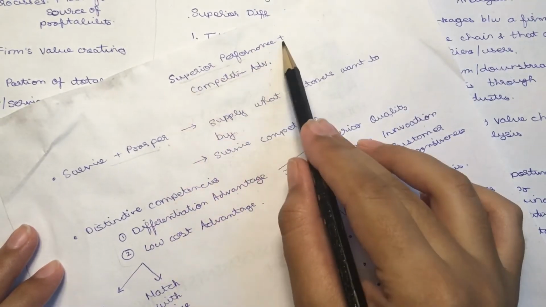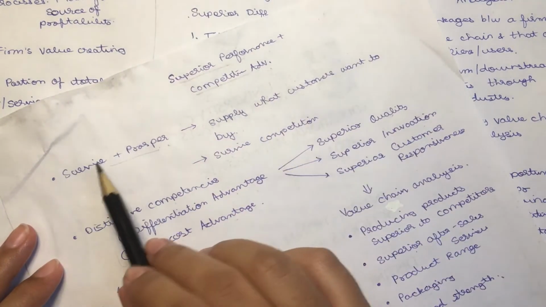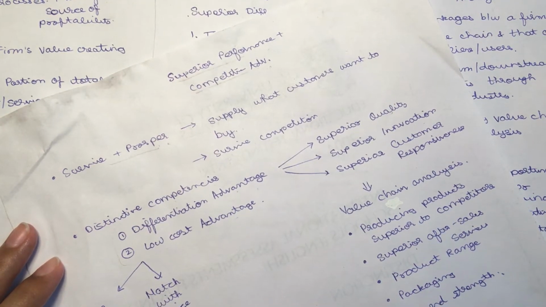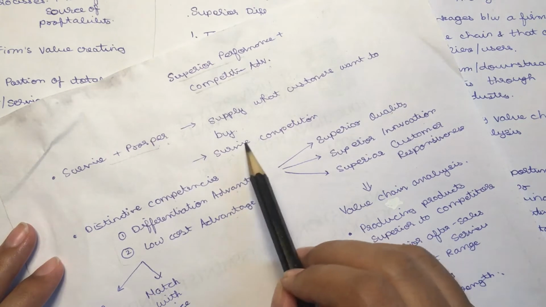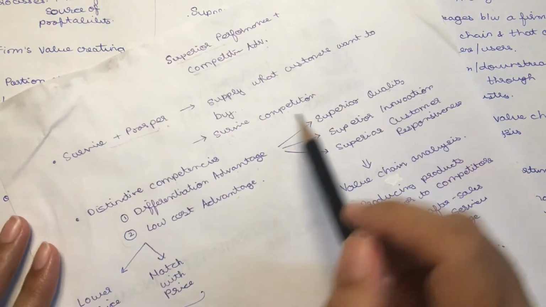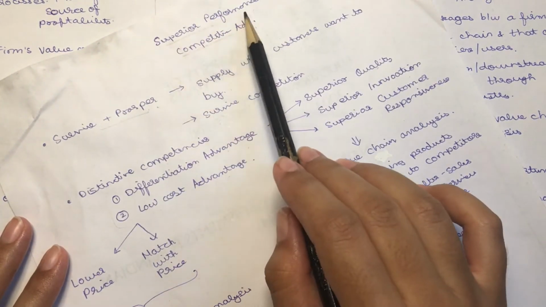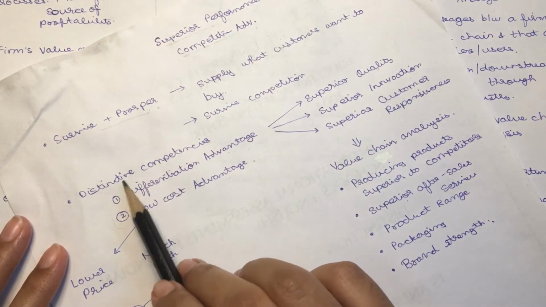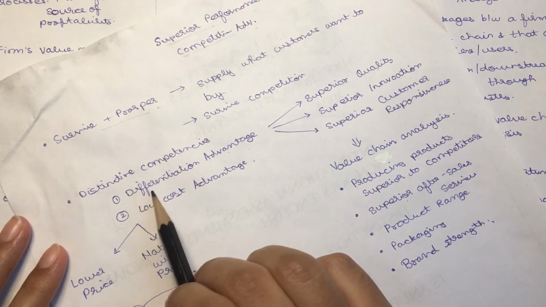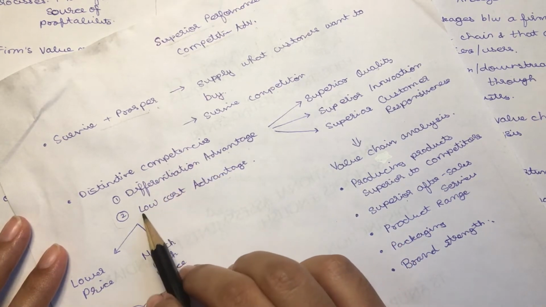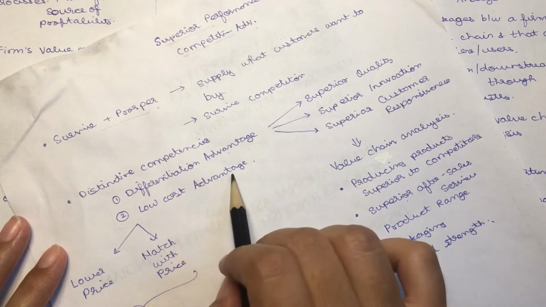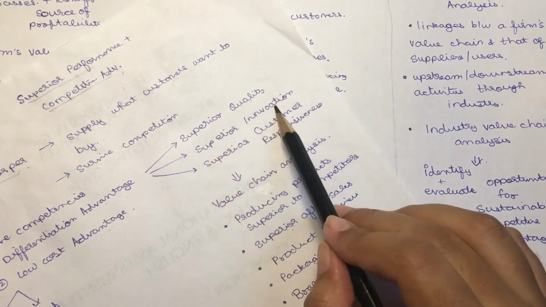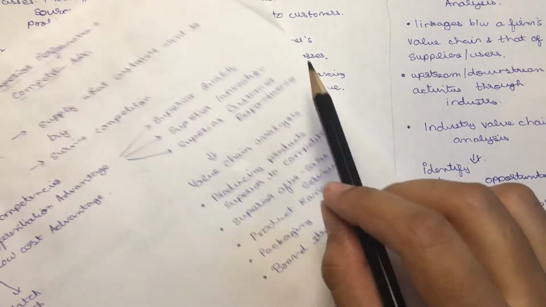Now, the next one is superior performance and competitive advantage. In order to survive and prosper in any industry, a company must supply what customers want to buy. And the next one is it must survive competition. Now, you can achieve superior performance and competitive advantage through distinctive competencies. A distinctive competency has two parts. One is differentiation advantage, and also low cost advantage. Differentiation advantage can be achieved through superior quality, superior innovation, and superior customer responsiveness.